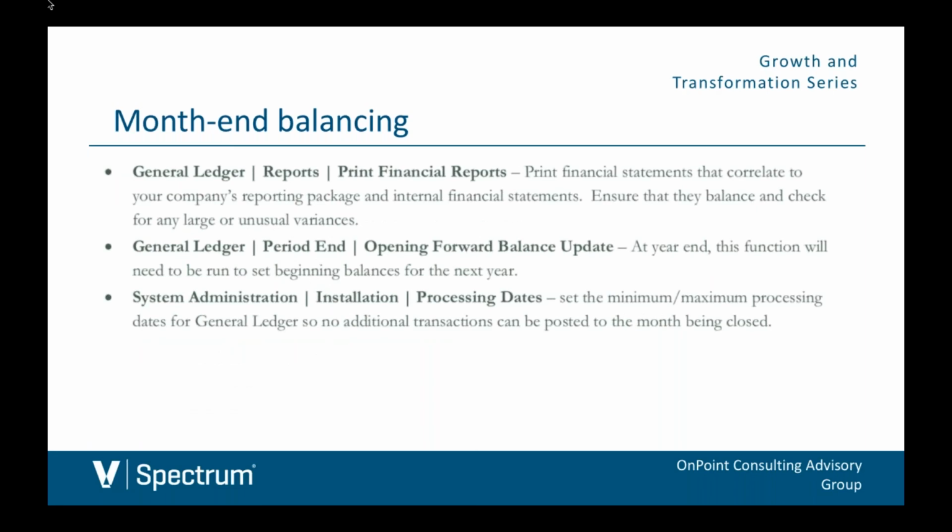So after all of that's done, then you'd want to go on to print your financial statements. And so those do need to be designed first. The design is under the maintenance item, and then the printing of them is under the reports. Then only at year end is there the one item that you have to do, and that's opening forward balance update.